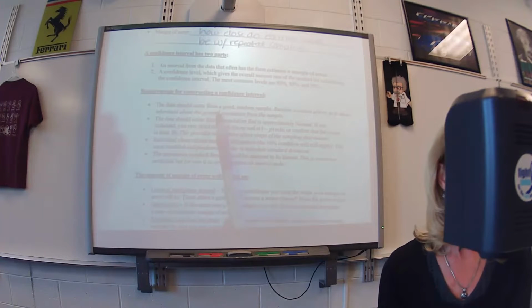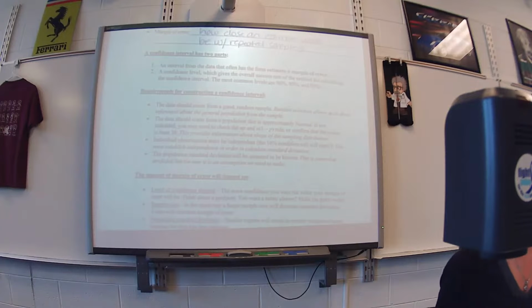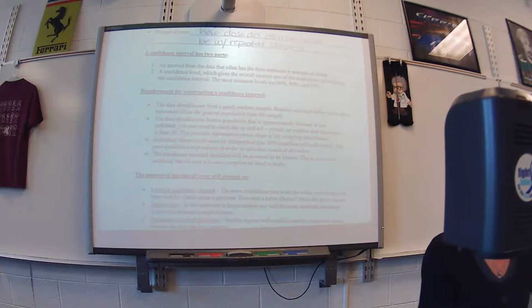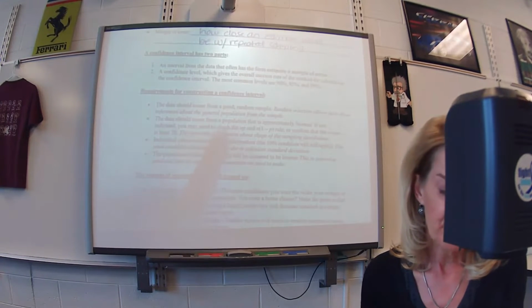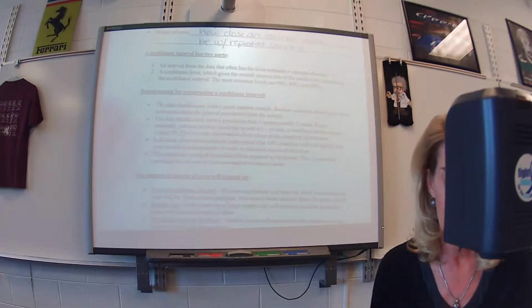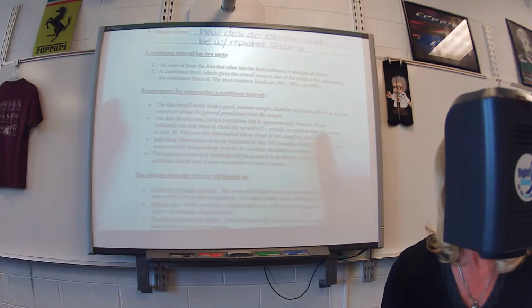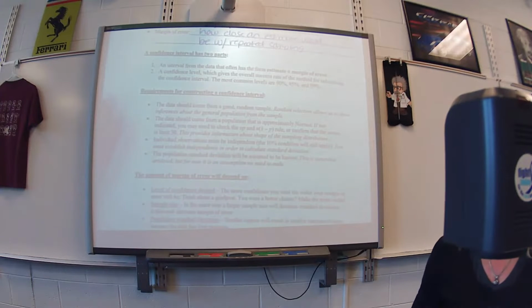Requirements, good random sample. That literally goes back to chapter 4, that we found that if we don't have that random selection, you're not allowed to infer back to the population, okay? The population should be approximately normal. And if it's not, you might have to check your normal condition for percentages, or your CLT, your normal condition for X bars.